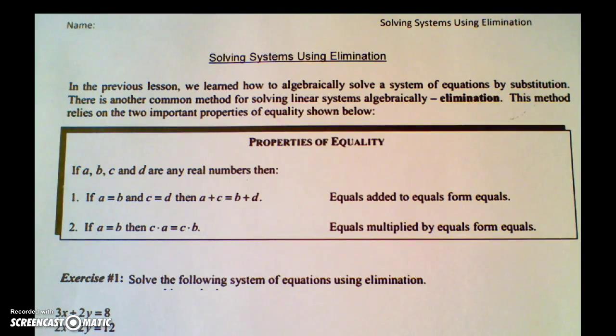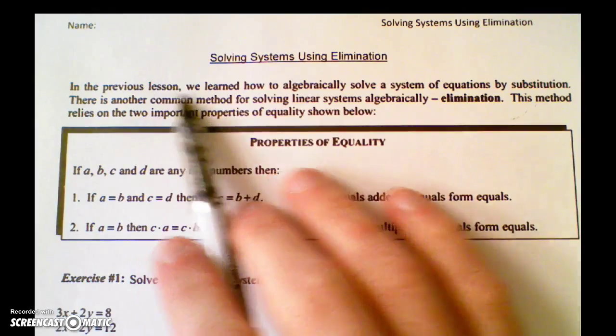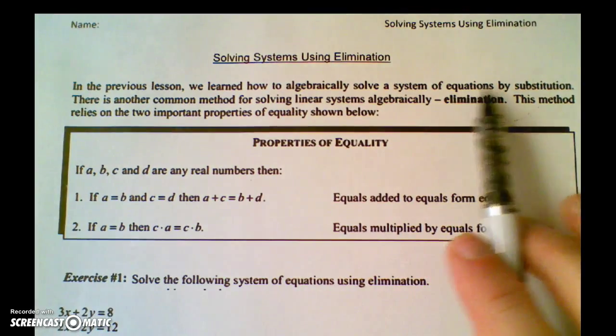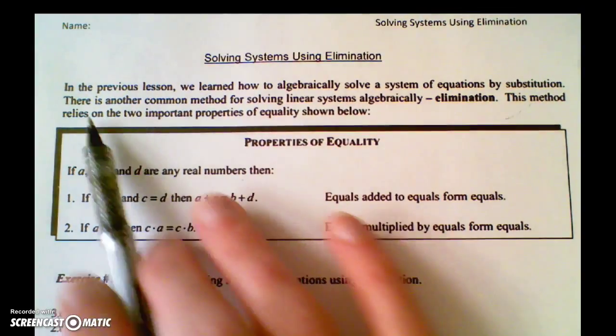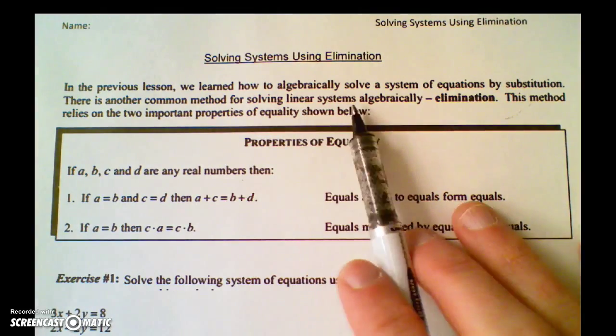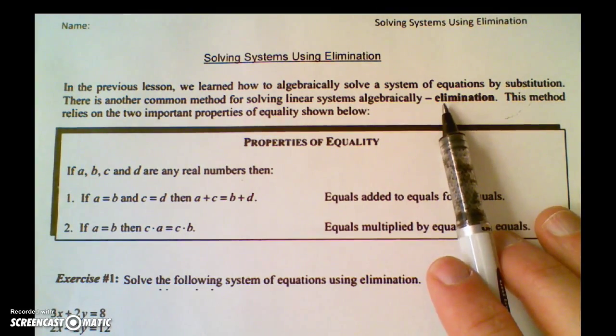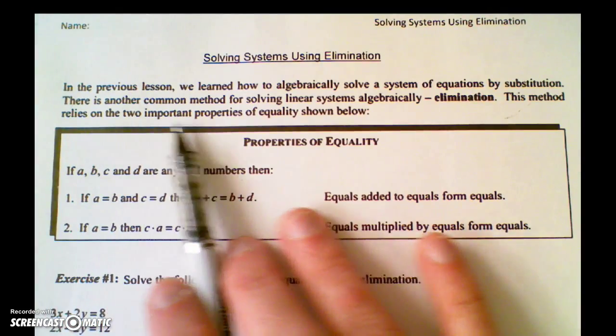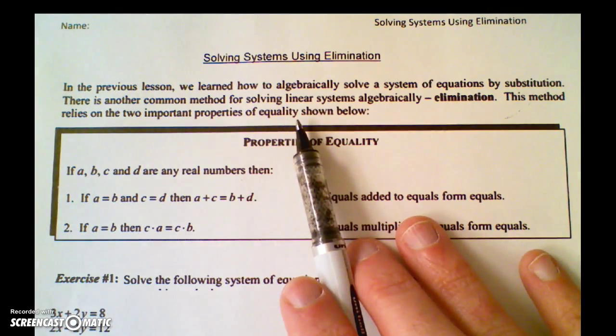Alright, the last method we're going to use to solve systems is called elimination. So I'm going to go through some notes on how you can use elimination to solve problems. In the previous lesson, we learned how to algebraically solve a system of equations by substitution. And then there's another common method for solving linear systems algebraically, which is called elimination. This method relies on two important properties of equality that are shown below.